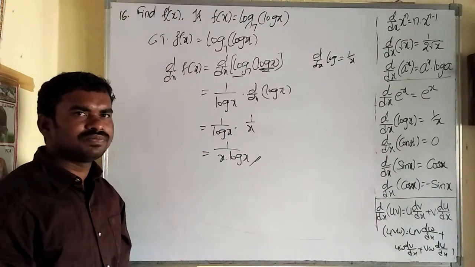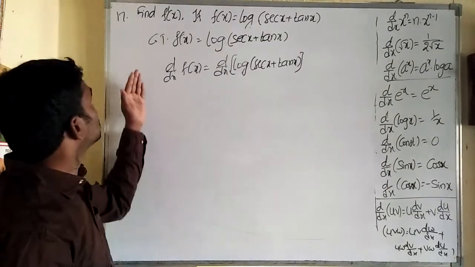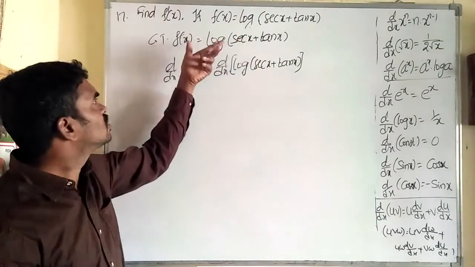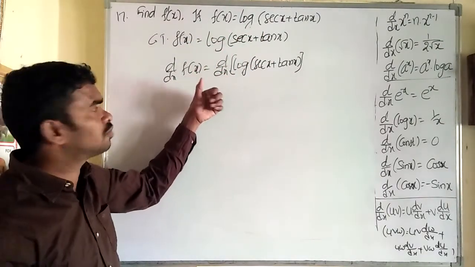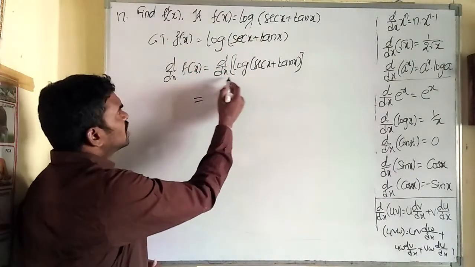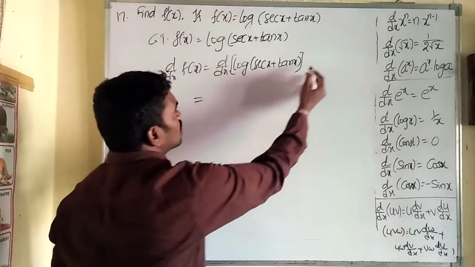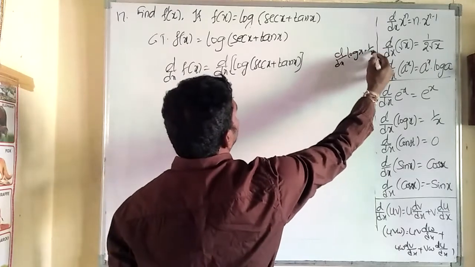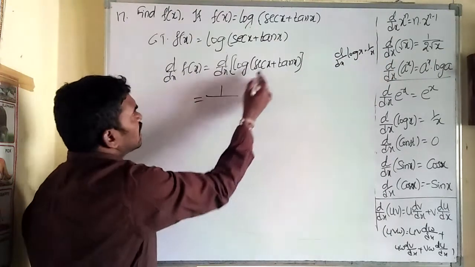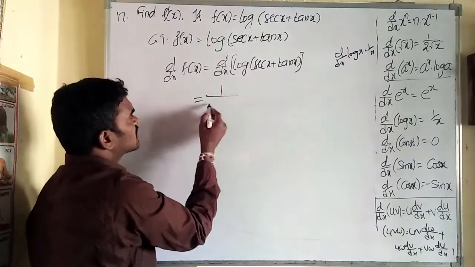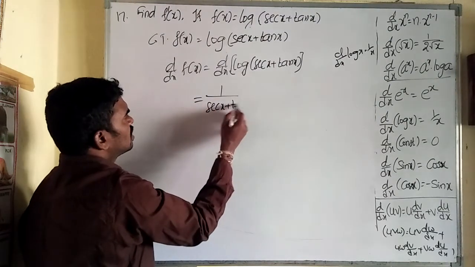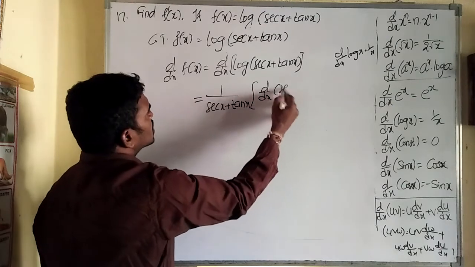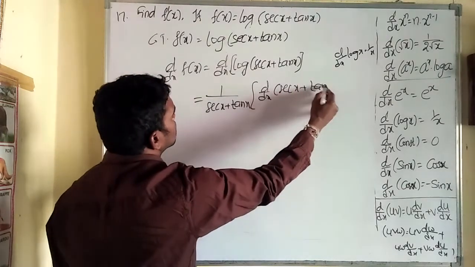Next type of problem. Yes, the 17th question. Find f dash of x if f of x equals log of sec x plus tan x. So given that, apply derivation on both sides. Now which formula can we use? Yes, the log x formula. What is the log x formula? The derivative of log x is 1 by x. So according to that, we get 1 by sec x plus tan x into again d by dx of sec x plus tan x.